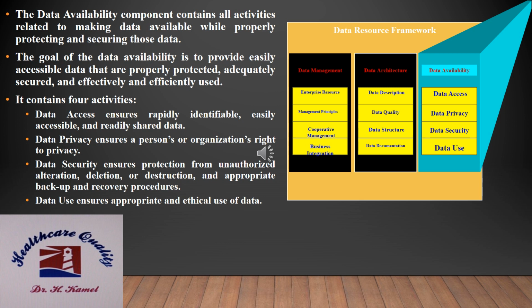The data availability component contains all activities related to making data available while properly protecting and securing those data. The goal of the data availability is to provide easily accessible data that are properly protected, adequately secured, and effectively and efficiently used. It contains four activities: data access, data privacy, data security, and data use.